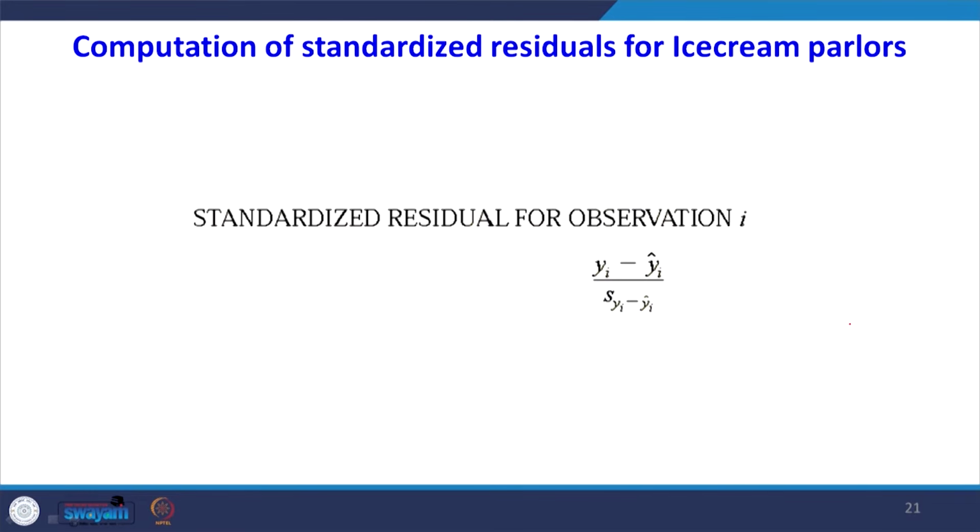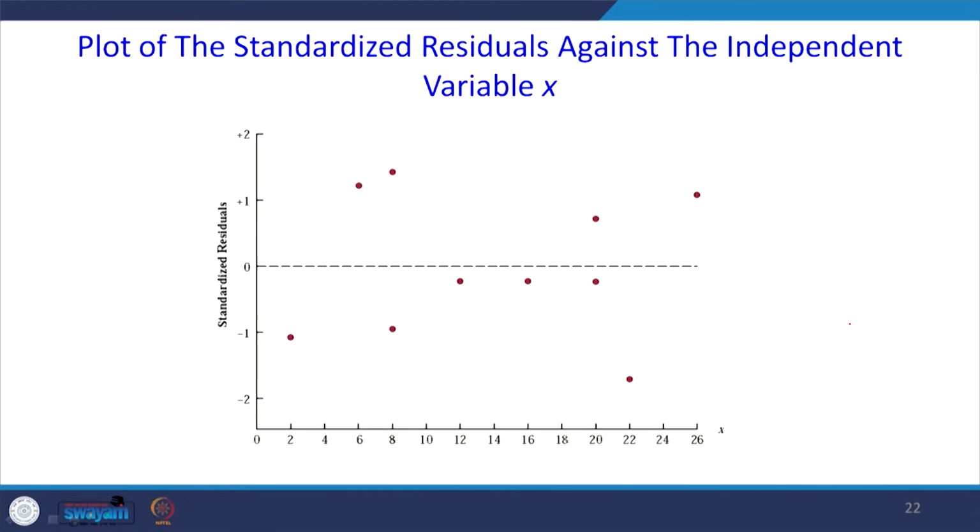So, the standardized residual is nothing but yi minus y hat i divided by s of yi minus y hat i. What will happen? When you plot x against the standardized residual, you see that most of the data points are between plus 2 and minus 2. That means 95% of the time the data are within the limit. So, this is acceptable. The assumption is valid.